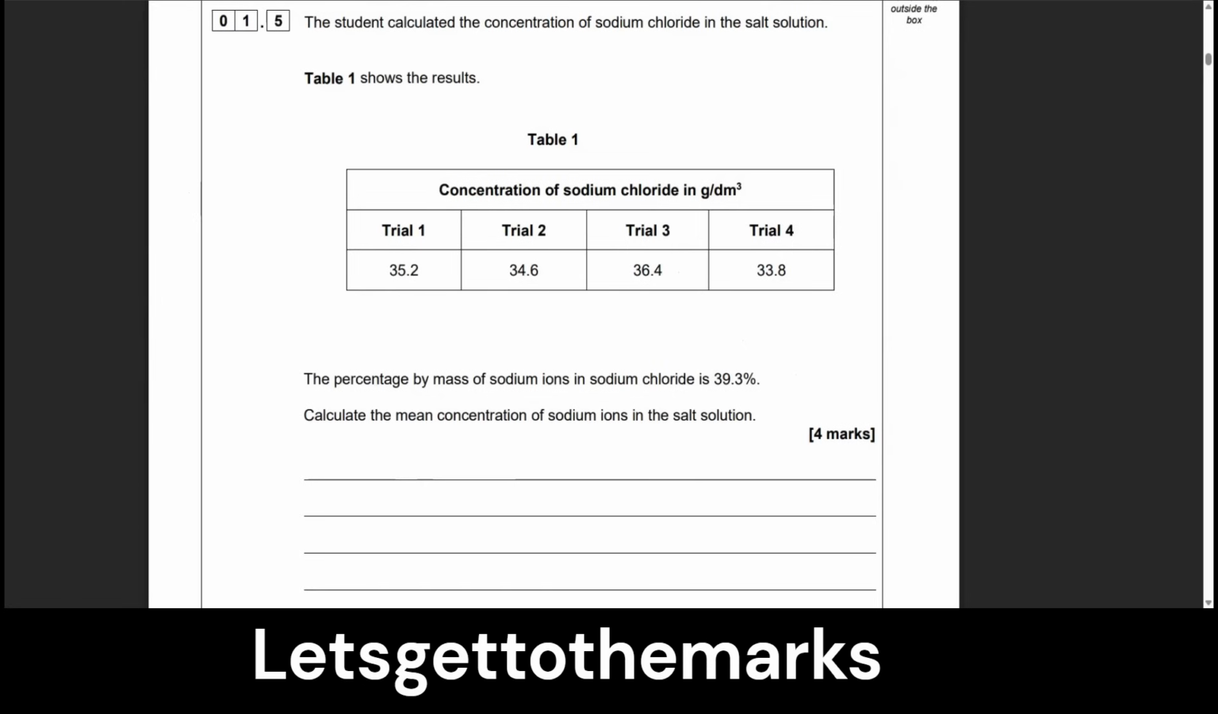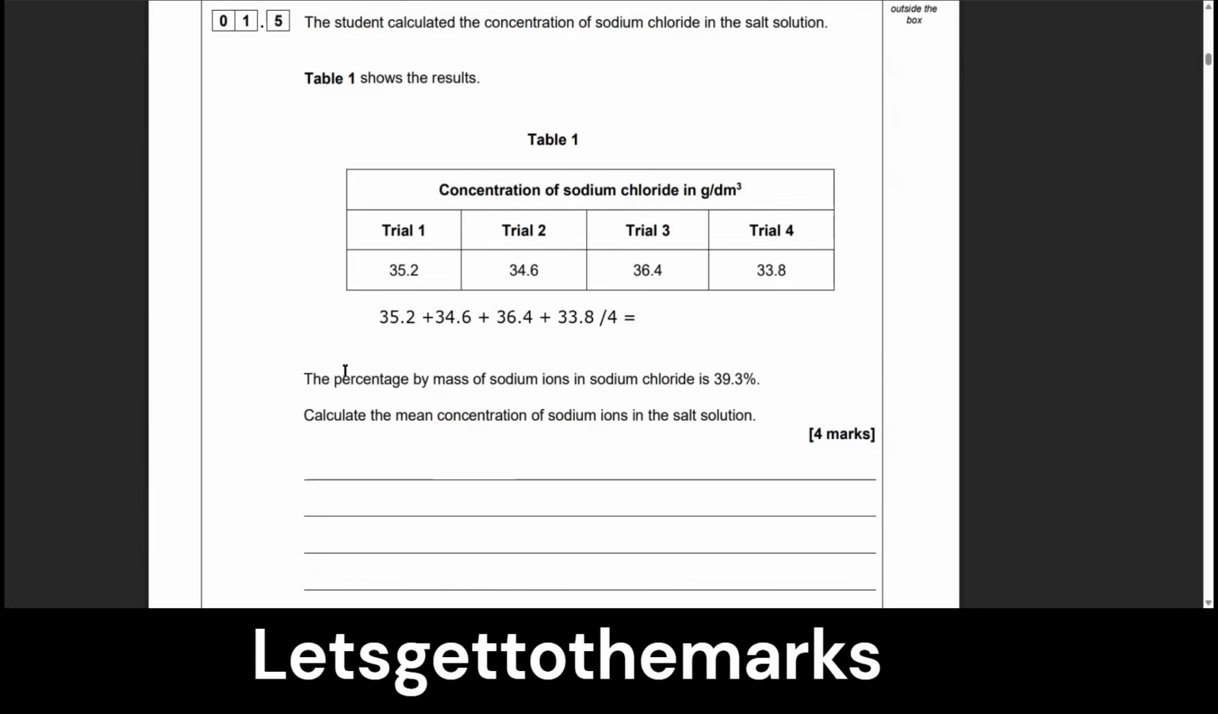Let's do it. So we want to go 35.2 plus 34.6 plus 36.4 plus 33.8. We want to add those all together and then divide by, not 0.4, we want to divide by 4. I'm going to smash that in the calc and then we'll find out what we've got.